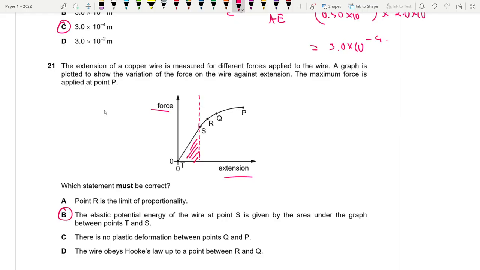This is okay. There is no plastic deformation between Q and P. We don't know that. We don't know where the elastic limit is. Okay. That's why we can't say. The wire obeys Hooke's law up to a point between R and Q. No, up to S.